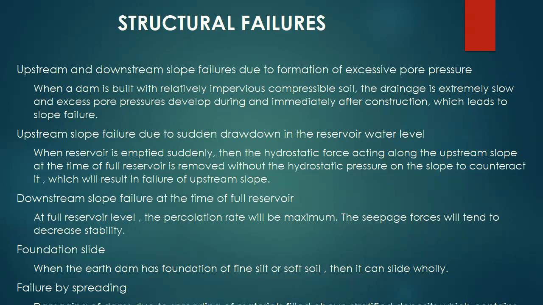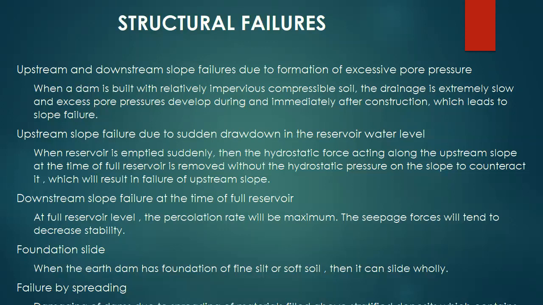Upstream slope failure due to sudden drawdown in the reservoir water level. When the reservoir is emptied suddenly, the hydrostatic force acting along the upstream slope at the time of full reservoir is removed. Without the hydrostatic pressure on the slope to counteract it, this will result in failure of the upstream slope. Downstream slope failure at the time of full reservoir. At full reservoir level, the percolation rate will be maximum. The seepage forces will tend to decrease stability.